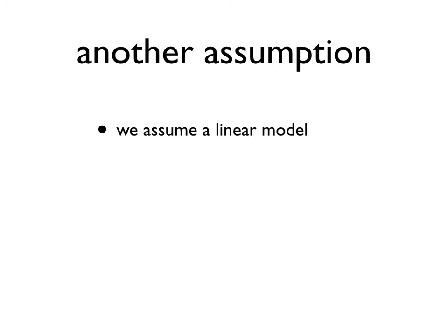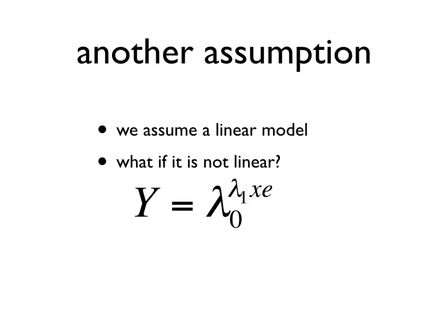Okay, here's another assumption. We assume a linear model, which means straight lines. So a straight line, or when we get beyond lines and surfaces, a combination of things added together. It's linear. What if it's not linear? What if that is your model in the real world? Y equals lambda sub 0 times lambda sub 1 to the x times error. What if that's it? You know what, that's an exponential.